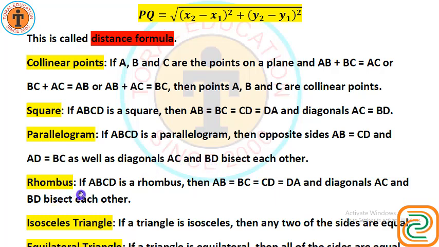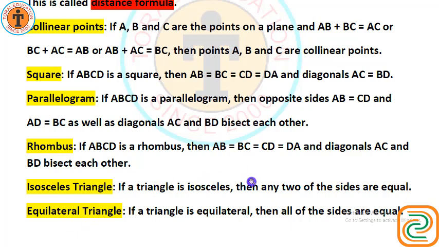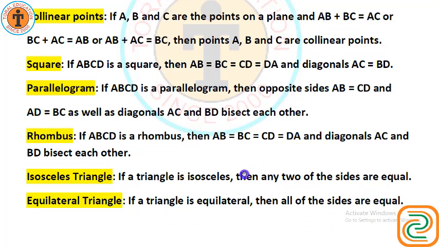Rhombus, another kind of quadrilateral. If ABCD is a rhombus, then AB equals to BC equals to CD equals to DA, and diagonals AC and BD bisect each other. Here also diagonals bisect each other. Then isosceles triangle. If a triangle is isosceles, then any 2 of the sides are equal. Either AB equals to BC or BC equals to AC or AC equals to AB. Equilateral triangle. If a triangle is equilateral, then all of the sides are equal. There are 3 sides in an equilateral triangle. So all the sides are equal, then it is equilateral triangle.